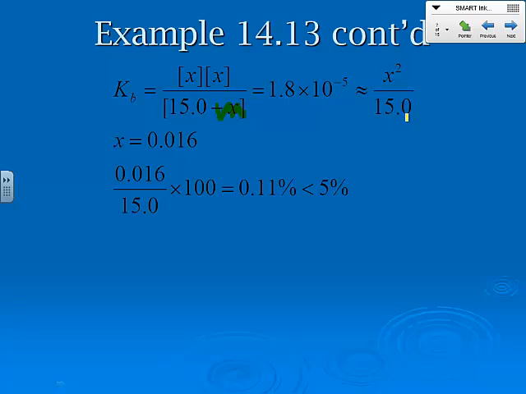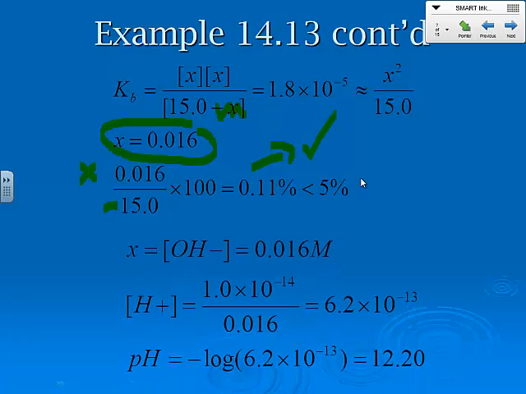We went ahead and made the assumption that it's going to work. We get an x value of 0.016. To check our assumption, we have to make sure that whatever that x value is, it's 5% or less than what we're subtracting it from. So since the initial concentration was 15, it's 0.11%. The 5% rule checks out.